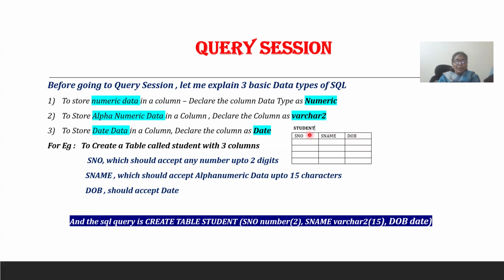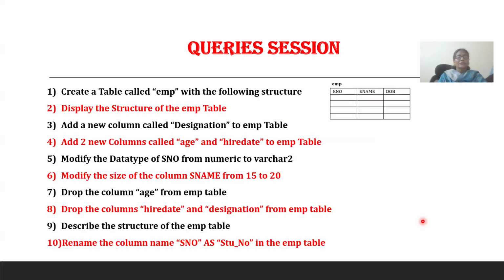So if I want to create this table, this is the query we have to write. Create table, name is student, and this is the first column definition, column name, and it should accept numbers up to 2 digits. Second column definition, column name, varchar2 15, and this is the third column definition, the column name and the data type is date. So these are the queries which you have to practice in order to learn DDL commands.